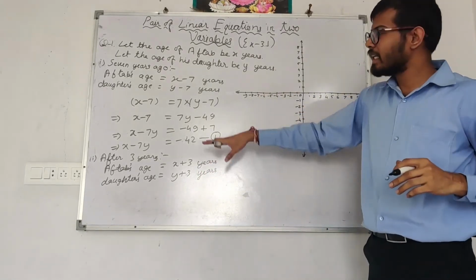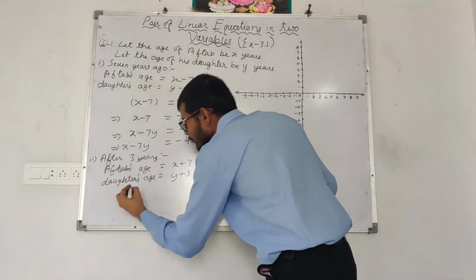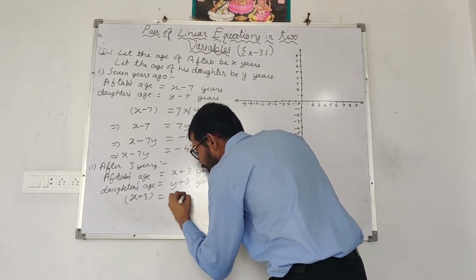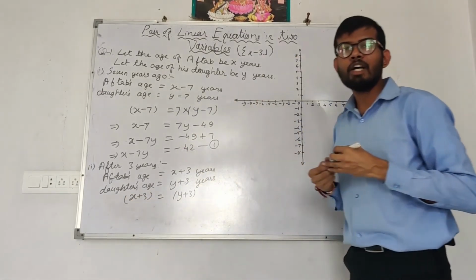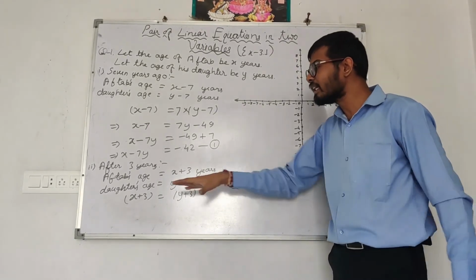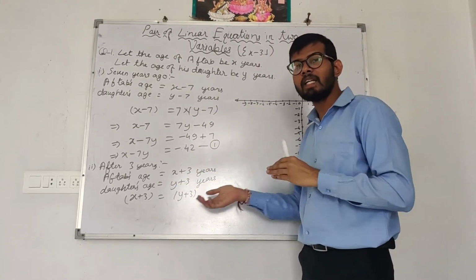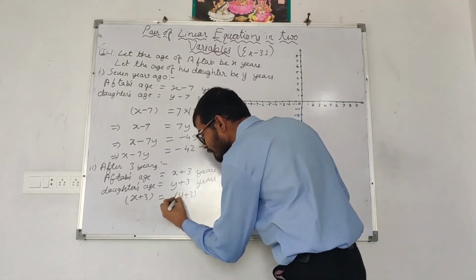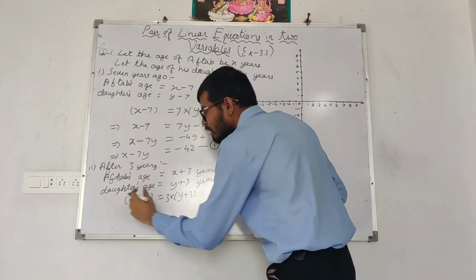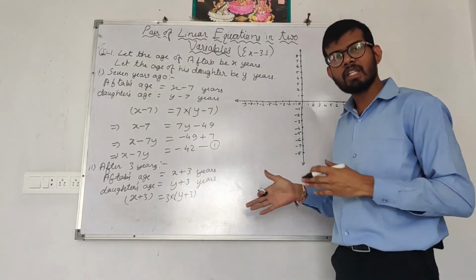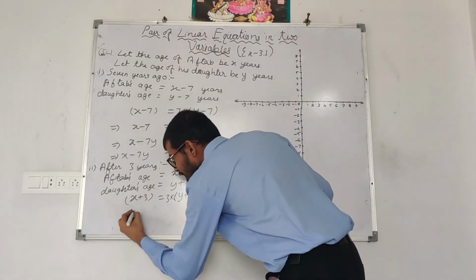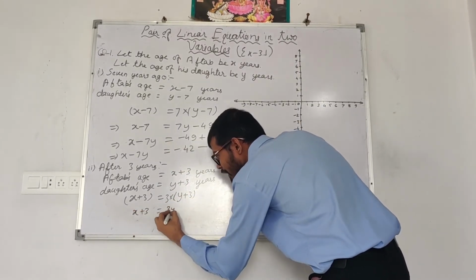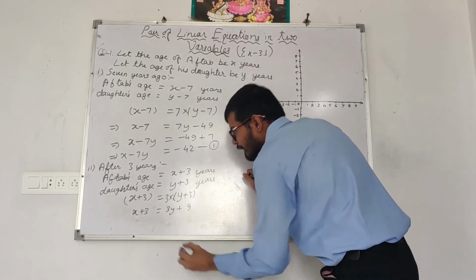So in the same way we can make another equation. We will put x plus 3 equals y plus 3. But in the question, the condition was given that Aftab's age will be 3 times the age of his daughter after 3 years. So what we will do? We will multiply the age of the daughter by 3, so that both sides of the equation will be equal. So our equation will be x plus 3 equals 3 into y, 3y, plus 3 into 3, 9.